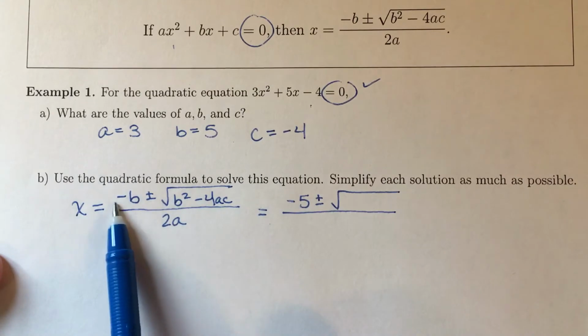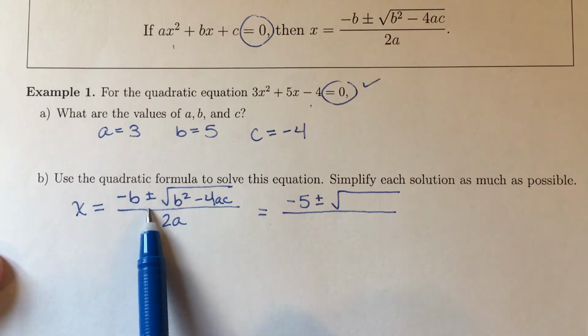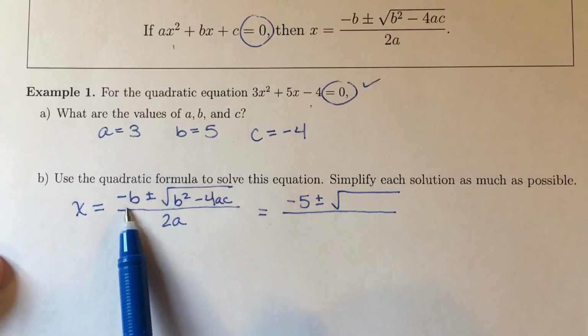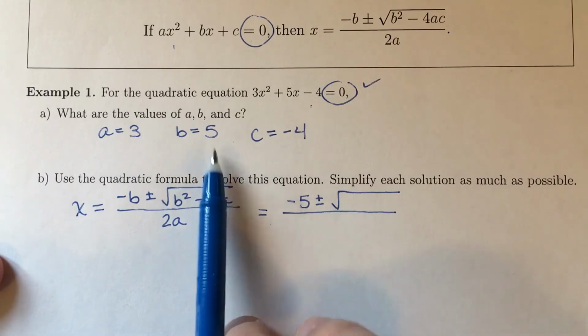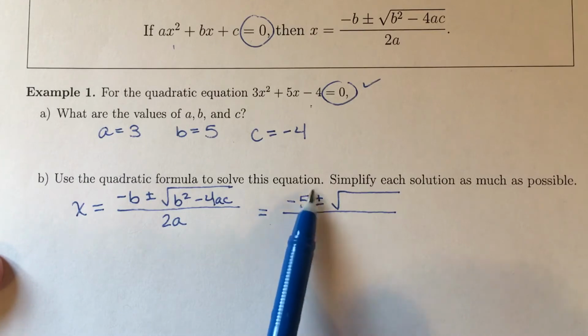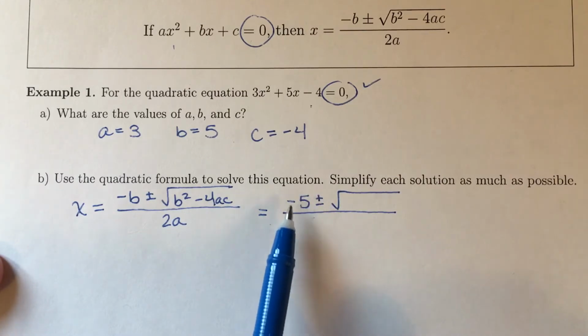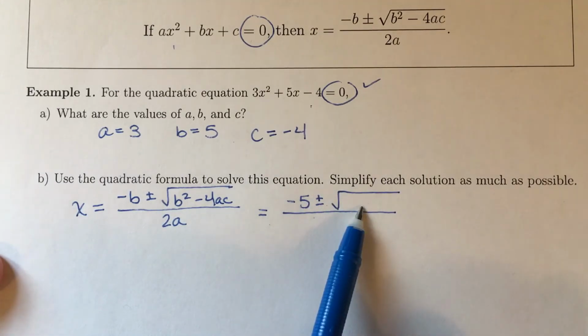So notice the first one, sometimes I say negative b, but a good way to say this is actually opposite b. Because if b is negative, you would make it positive. So it's just the opposite sign of b. So in our case, negative 5. Plus or minus. This is going to give us two different answers. There's going to be a negative 5 plus a square root and a negative 5 minus a square root, which would give us two possible solutions.